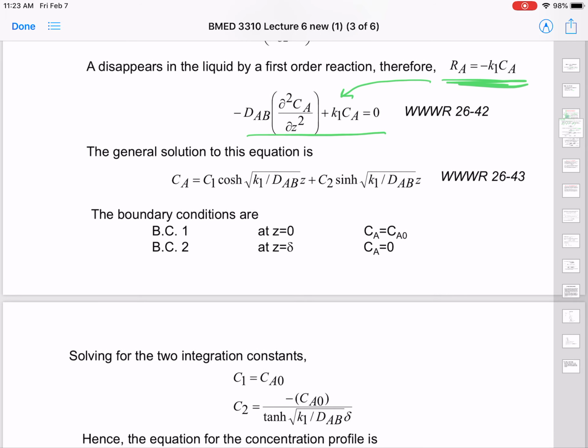And now, if you put this equation in the form y double prime minus alpha squared y equals 0, you're going to divide by minus D_AB and put it there. So alpha squared is just k1 over D_AB.